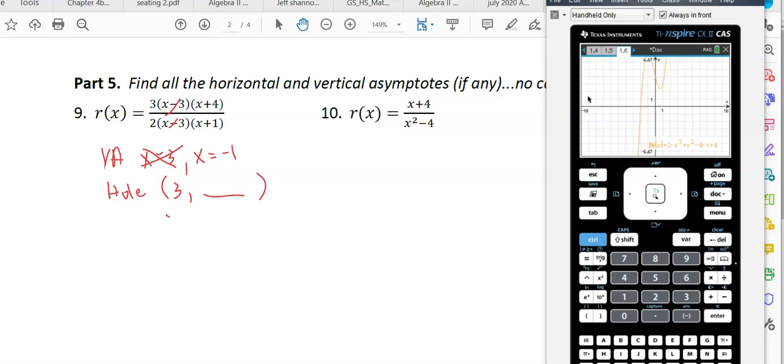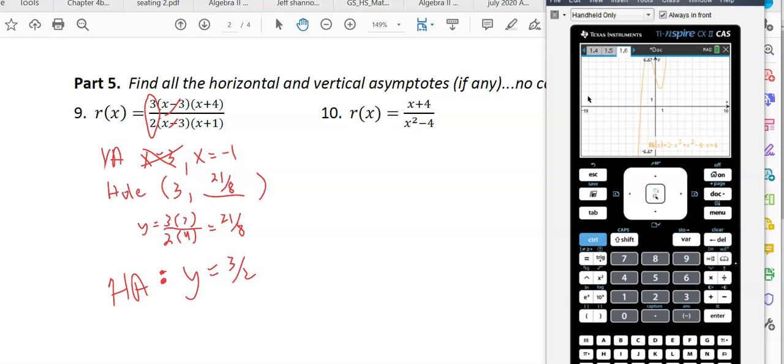So we get 3 times 3 plus 4 is 7 over 2 times 3 plus 1 is 4. You get 21/8. Wow. That's where your hole is. And then your HA, it's the same degree, so it's going to be y equals 3/2 because you're dividing the coefficients there.